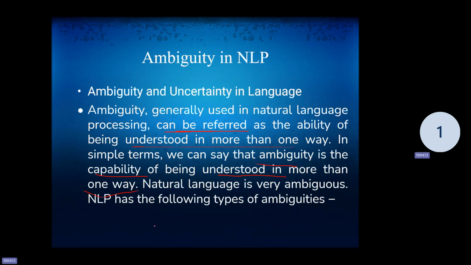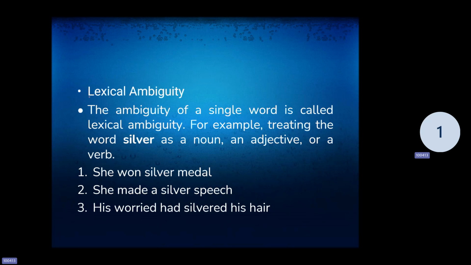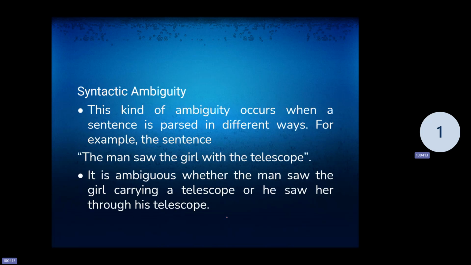NLP has the following types of ambiguity. The first ambiguity is lexical ambiguity. This ambiguity is related to a single word like bank. Bank is a single word which has two meanings, river bank and financial bank, and this is called lexical ambiguity. For example, treating the word silver as a noun, an adjective, or a verb. She won a silver medal. Here it is used in a different form. She made a silver speech. His worry has silvered his hair.